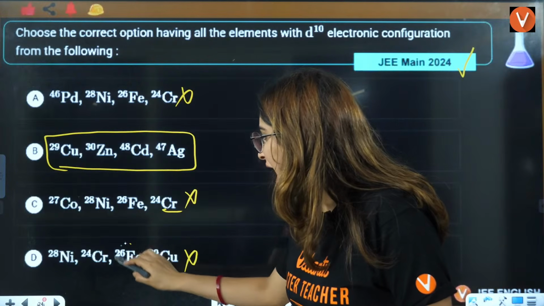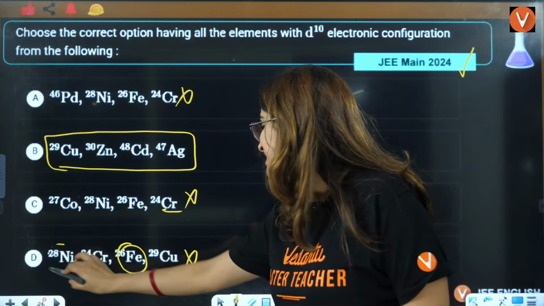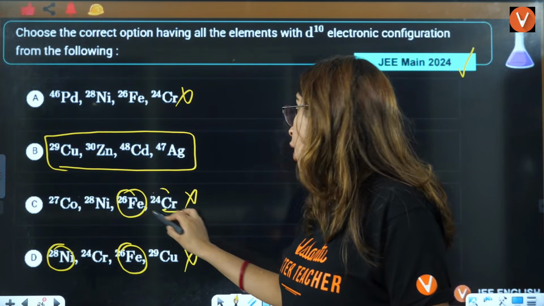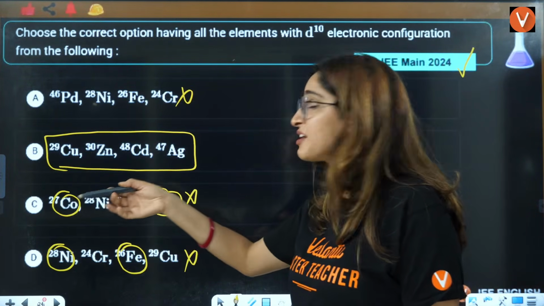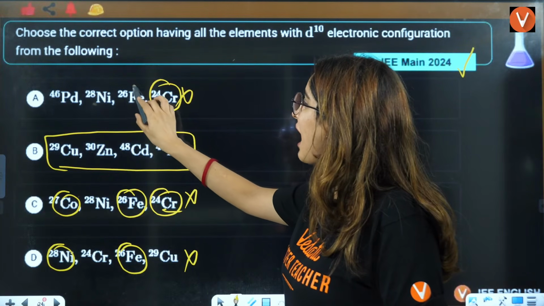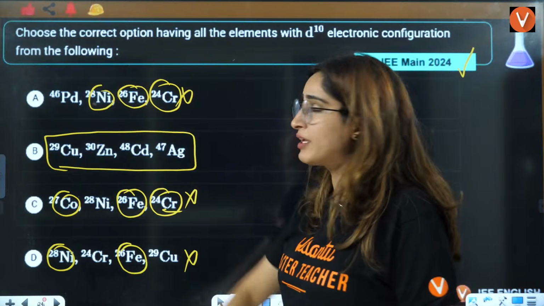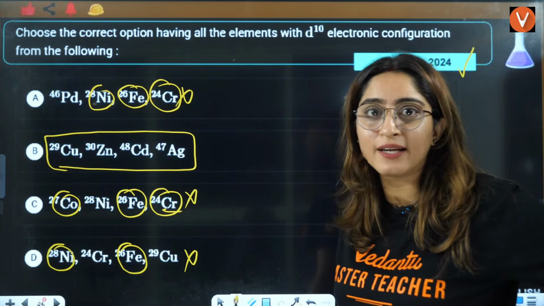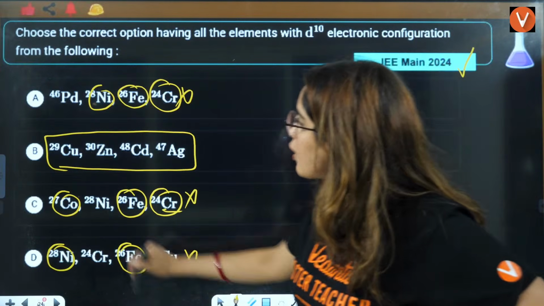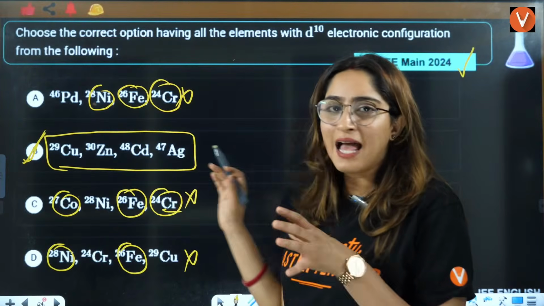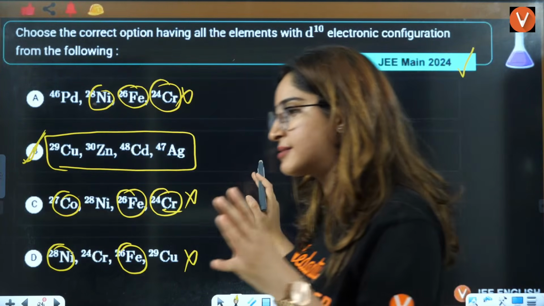Okay. Here iron is not having, nickel is not having. Here iron is not having again. Chromium is not having. Cobalt is not having d10 electronic configuration. Here chromium is not having. Iron is not having. Nickel is not having. Platinum is having d10 configuration, 5s0 4d10 electronic configuration. Here, all of them are having d10 electronic configuration, and that's why this is our answer.